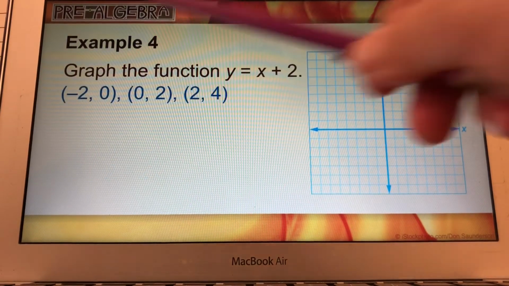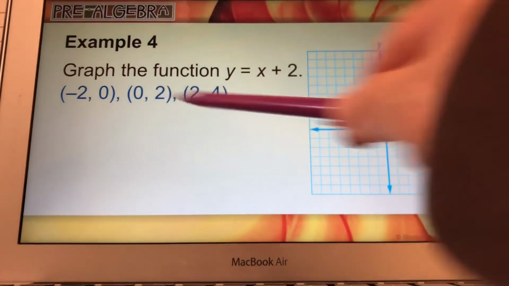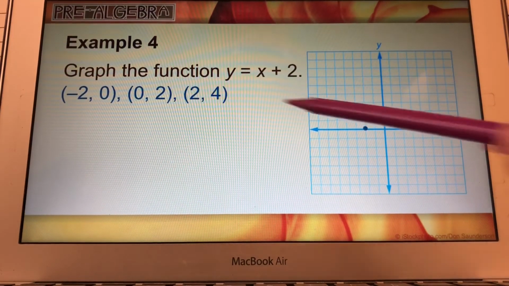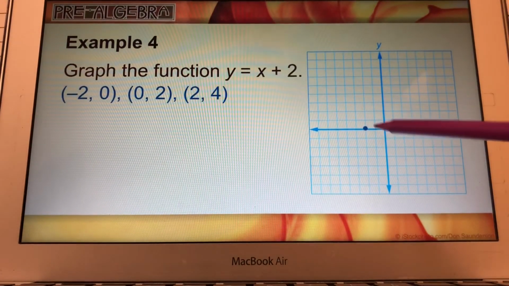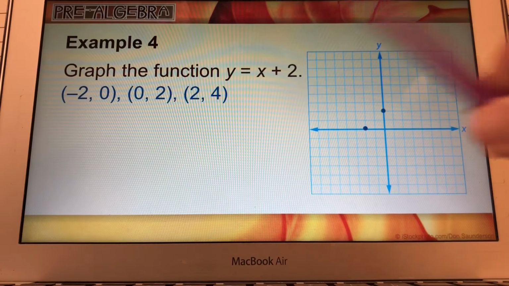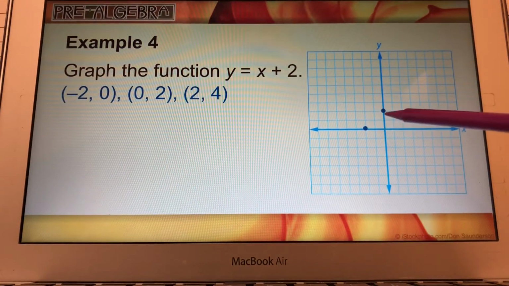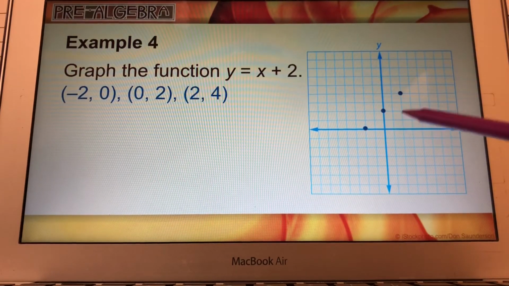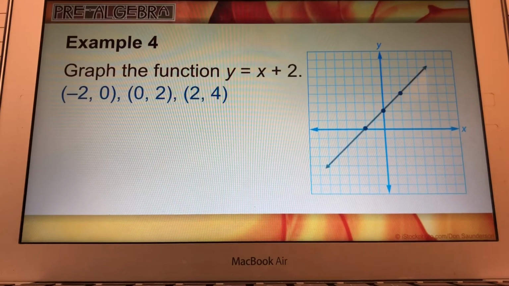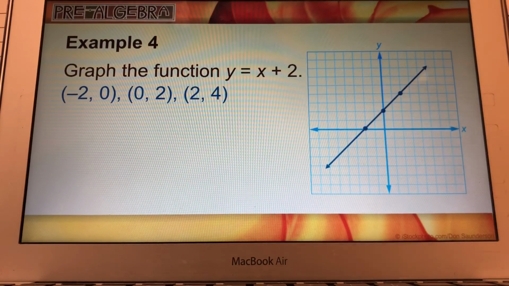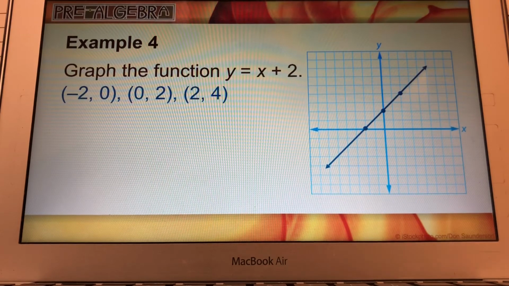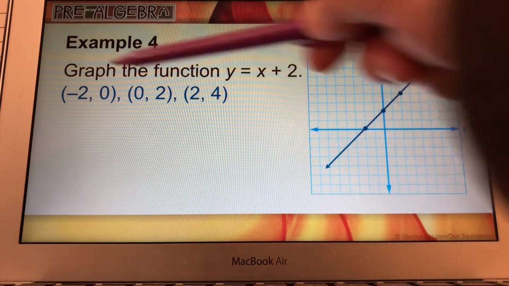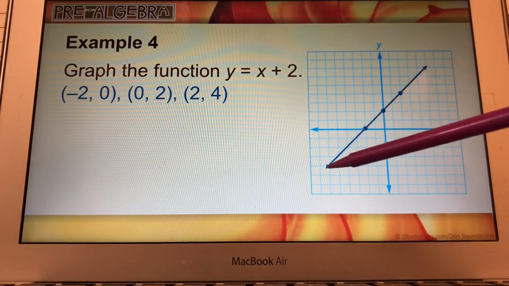And then to graph this, I'm going to take these three pairs and I'm going to plot them on this graph with the x and the y's right here. The first one is negative 2, 0 right here. The next one is 0, 2. The next one is at 2, 4. And then I can connect those dots, and there is my line for this linear equation. This is a linear equation. Here's my line. These were the three ordered pairs that gave me this line.